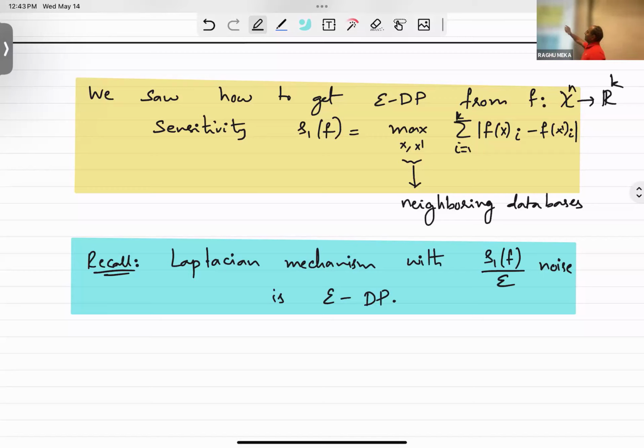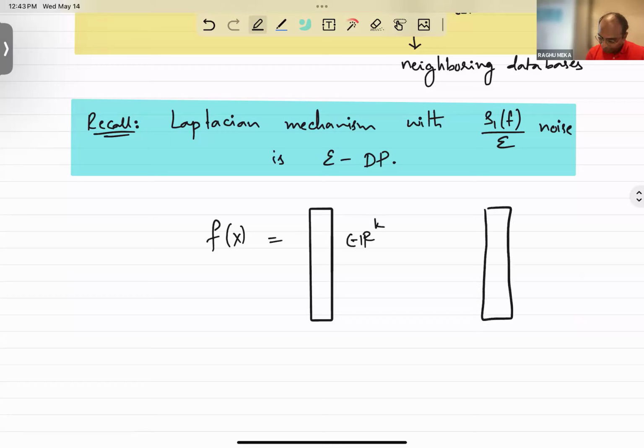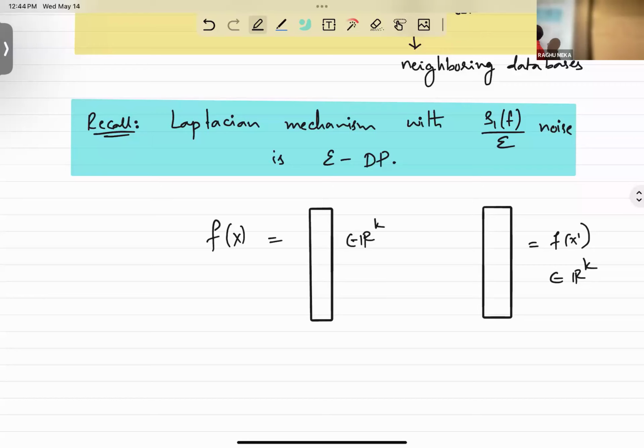This is called the L1 sensitivity of f. We define it as L1 of f because you're essentially measuring the sum of the absolute values. So if you think of it as a vector, you have f of x, which is this k-dimensional vector, and then you have f of x prime. The L1 sensitivity was measuring the distance between these two vectors in one norm, right?